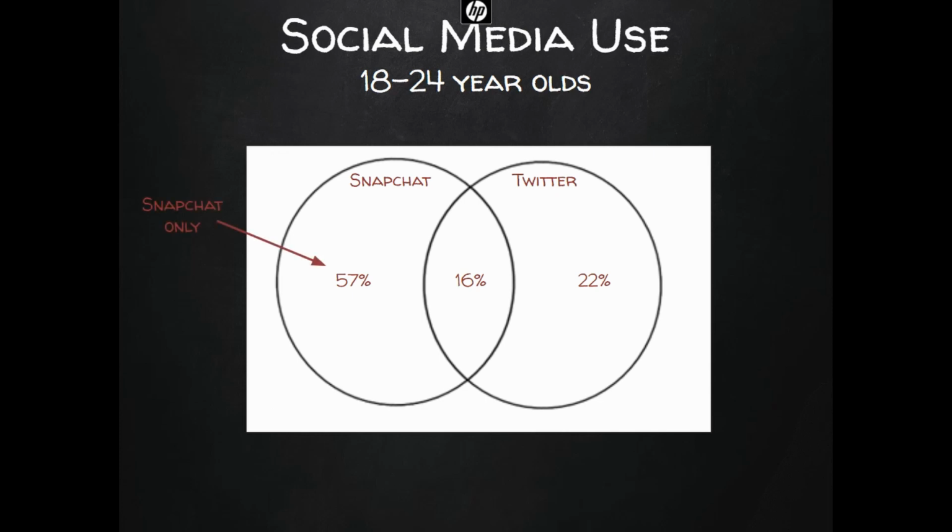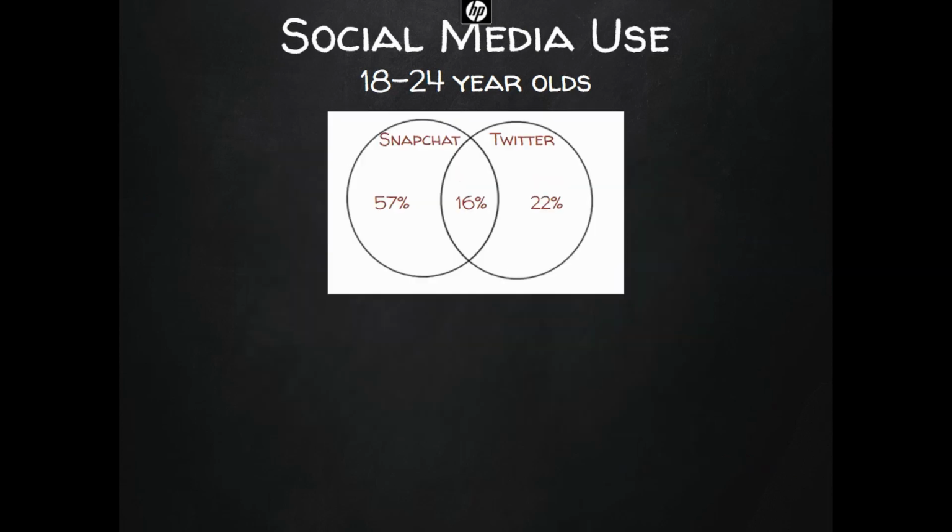This region to the left here, that's only Snapchat, is 57%. The region on the right is Twitter only at 22%. And where they overlap in the middle shows the percent of the population that uses both Snapchat and Twitter. Now, outside both circles would be the proportion of the population that uses neither Snapchat nor Twitter.